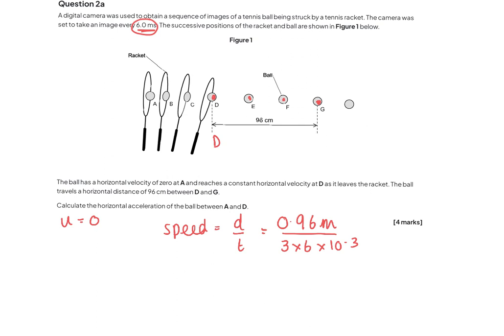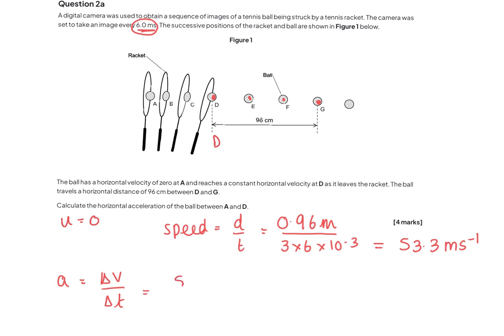And if we type that into our calculator, we get the speed is 53.3 meters per second. It's in meters per second because we've converted both our distance into meters and our time into seconds. We know that its initial velocity is 0. So to work out our acceleration, it's going to be the change in velocity divided by the change in time.